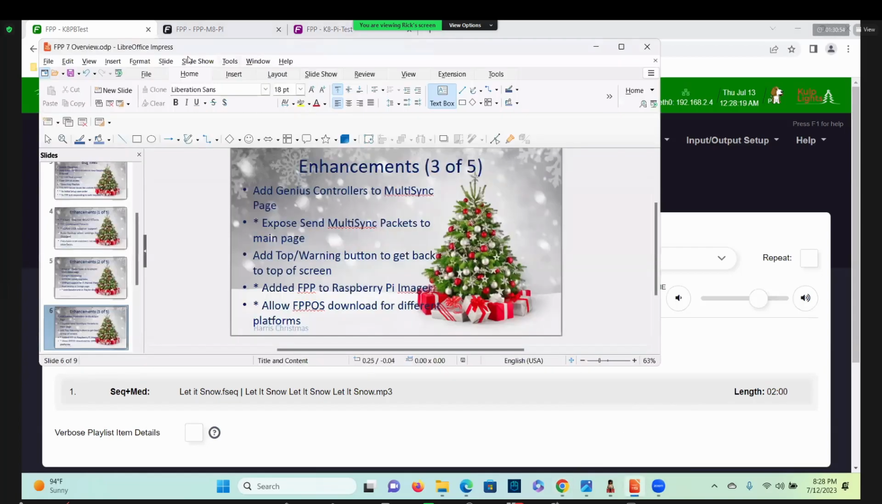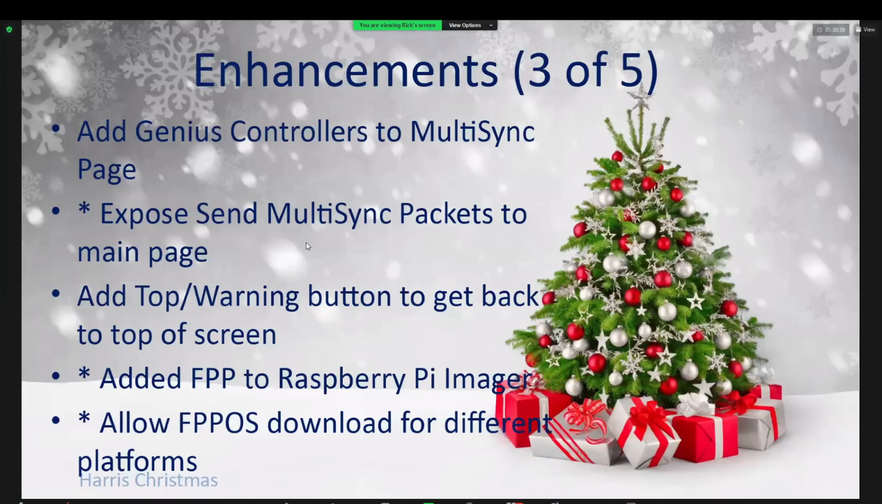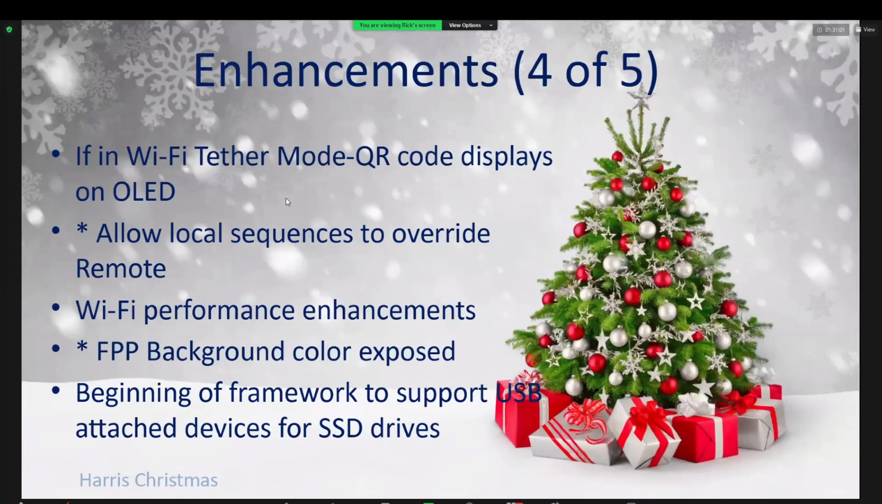Okay, let's go to the next one. If it goes to Wi-Fi tether mode and it has an OLED display, you'll get a QR code on the OLED display that you just scan and open right to 192.168.8.1. A little bit of a shortcut to help you get there.